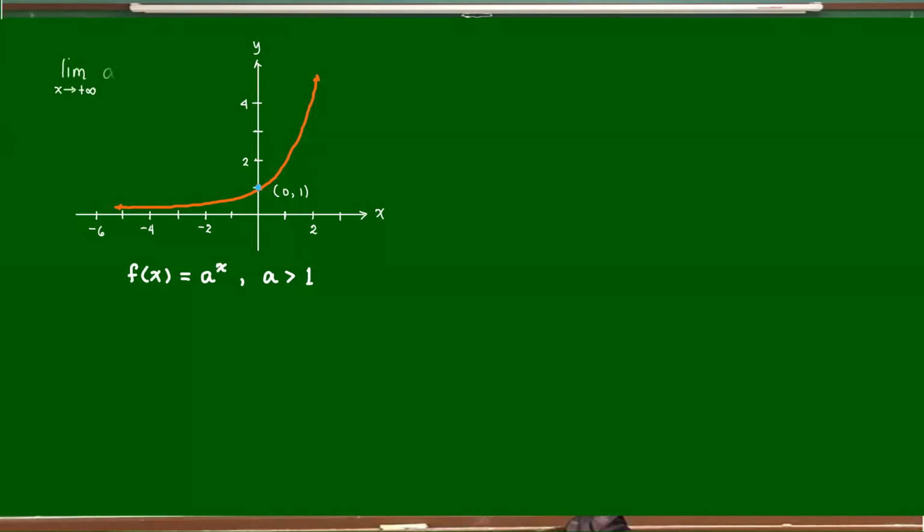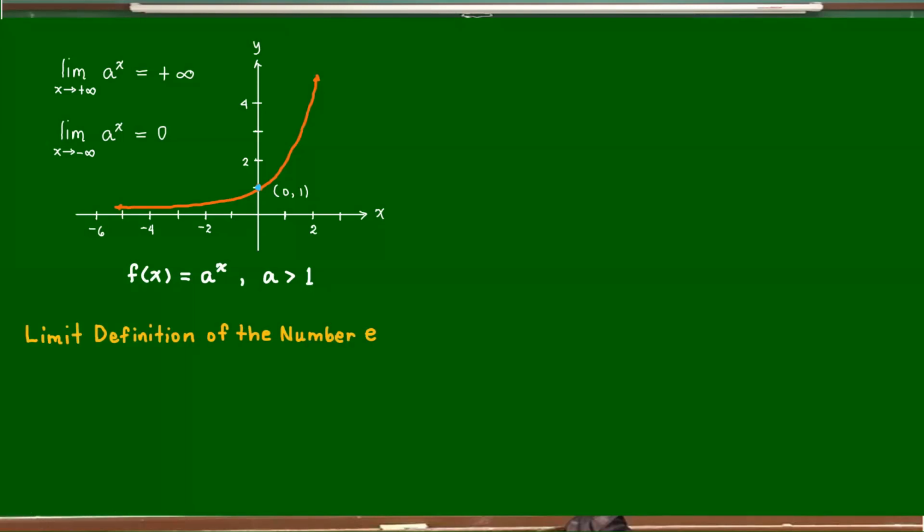In terms of limits, the limit of a to the x as x approaches positive infinity is positive infinity. That is, it keeps on growing as x goes to the right. As x goes to the left, that is, as x approaches negative infinity, a to the x goes to 0. Again, take note that a here is greater than 1.